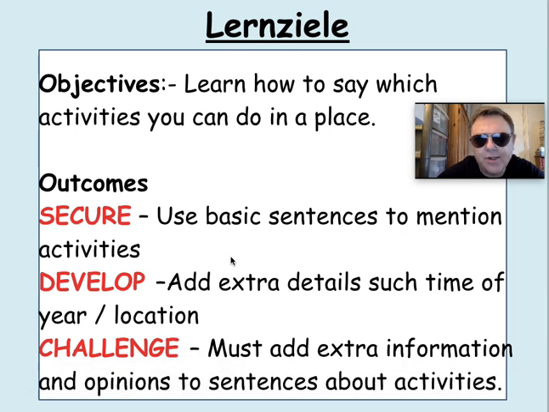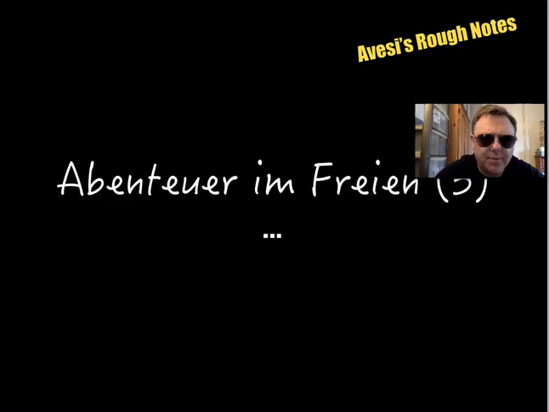The skill bit is to use basic sentences to mention activities, like I go sailing. The develop bit is to add extra details such as the time of year. In the summer, I do X, Y, and Z. Then we need what we call inversion, where the verb has to be the second idea after the time phrase. You literally say in German, in the summer, play I or go I. The challenge bit is to add extra information and opinions to sentences about activities, and I did talk about modals. So let's just see how it plays.